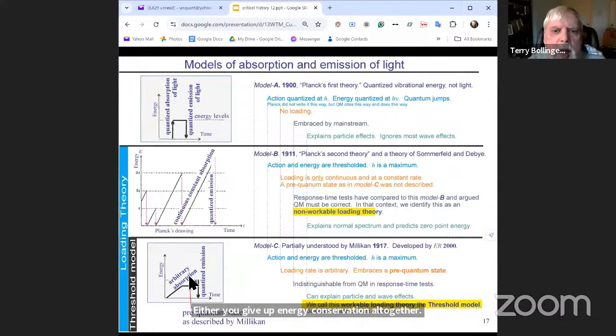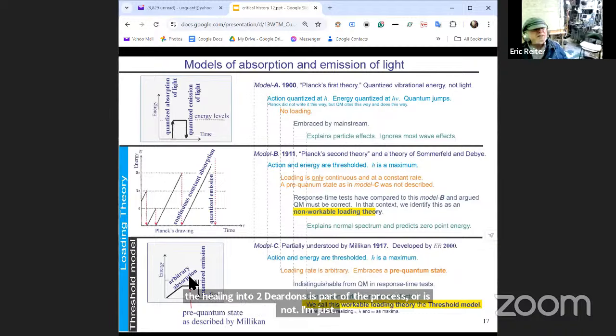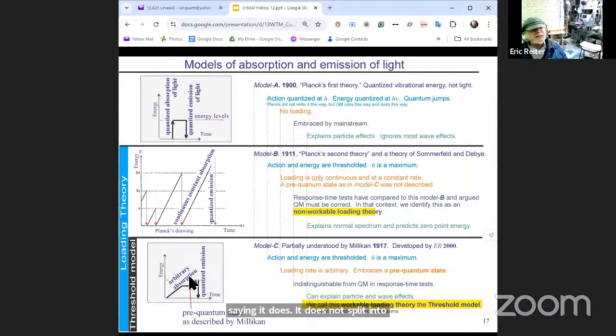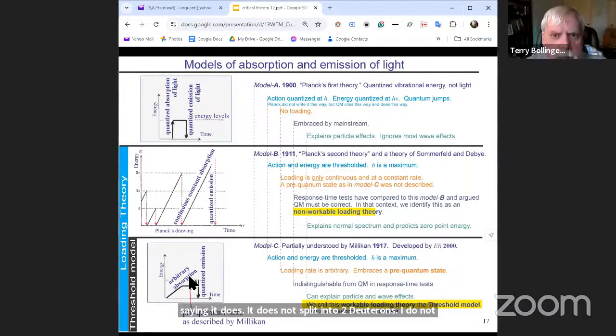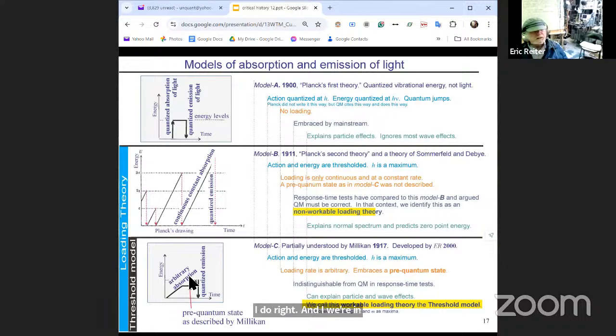Okay. Now, actually, I have to admit, I'm genuinely confused. Are you actually saying that splitting the helium into 2 deuterons is part of the process or is not? I'm saying it does not split into 2 deuterons. I do not have the kinetic energy to do that. Right, and we're in total agreement with that part. Yeah, it's not 2 deuterons, but there's a signature of half height pulses.